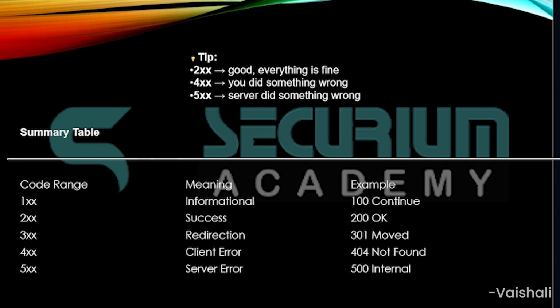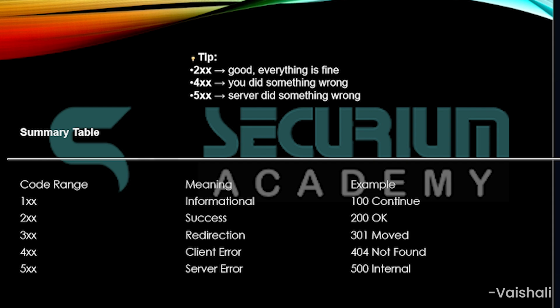Now, here are some tips. 2xx is good, everything is fine. 4xx means you did something wrong, and 5xx means the server did something wrong.